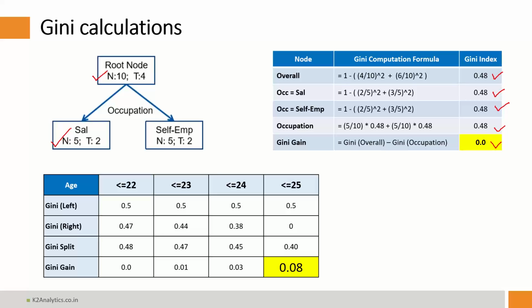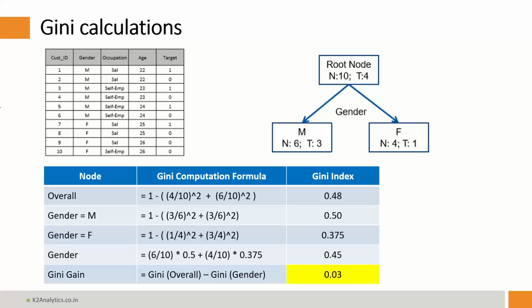Now come to the third variable, age. Now age, as you can see here, does not have two categories. It has continuous integer values 22, 23, 24, 25, 26. Now how does a continuous variable get handled? First I'm going to give you a theoretical way for calculation purposes. Let us assume this entire data is split as less than equal to 22 and greater than 22. So less than equal to 22 I call left node, greater than 22 I call right node.